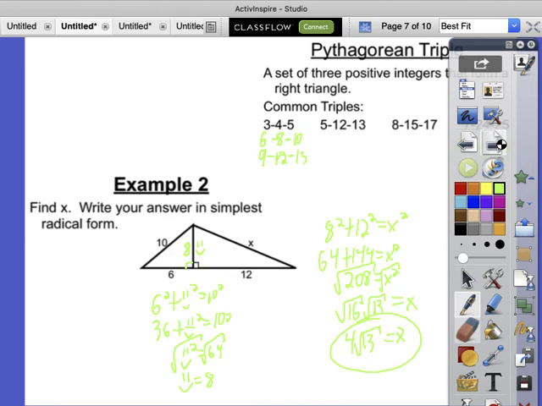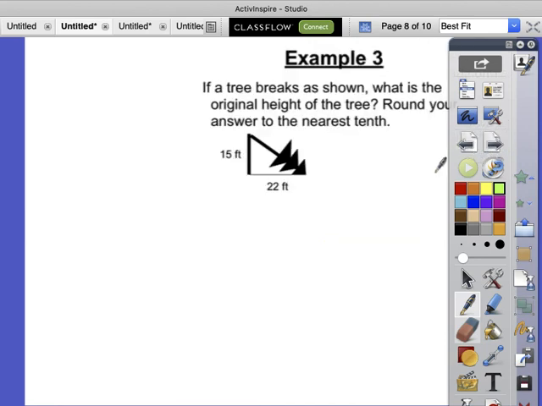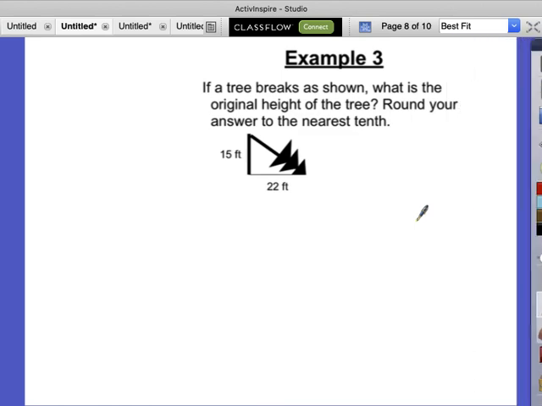Let's continue. Let's look at example 3. We'll discuss this together real quick. If a tree breaks as shown, what is the original height of the tree? Round to the nearest tenth. So we have part of the height, we have the rest of the height, and we have the ground. What kind of angle would the tree be with the ground? Right angle. Could we make this the Pythagorean theorem? Yes. 15 squared plus 22 squared equals our x squared.